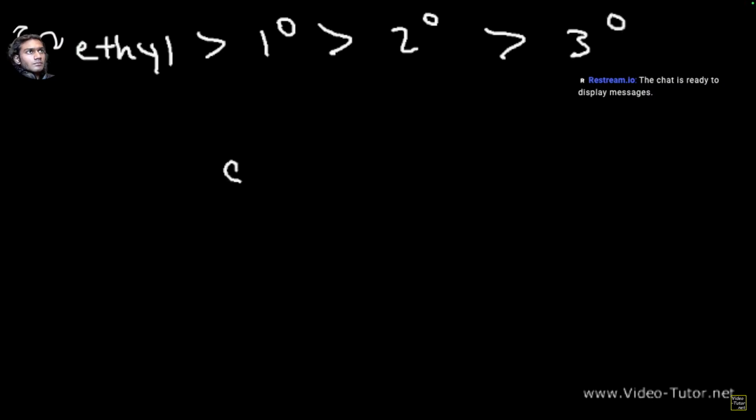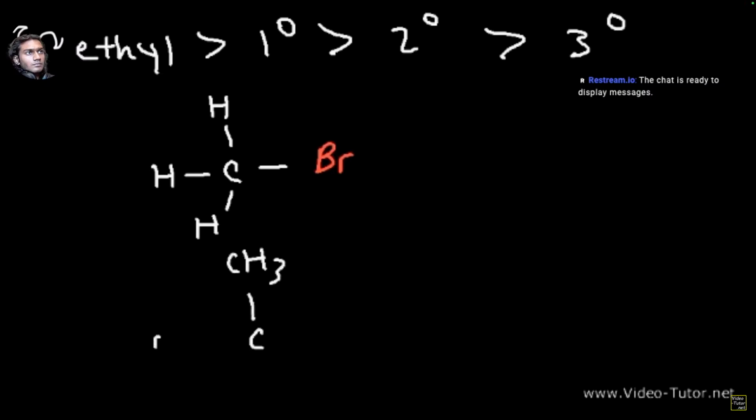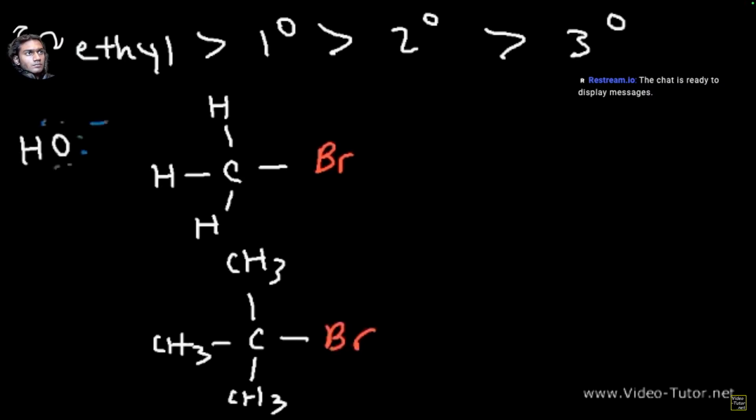Now let's compare a methyl substrate with a tertiary substrate. Let's see why. So here we have methyl bromide. And we're going to draw also tert-butyl bromide. Let's use hydroxide as a nucleophile. Now, if you react hydroxide with methyl bromide, it's going to be an SN2 reaction, and it works pretty well. But if you try to react hydroxide with tert-butyl bromide, it doesn't work well.